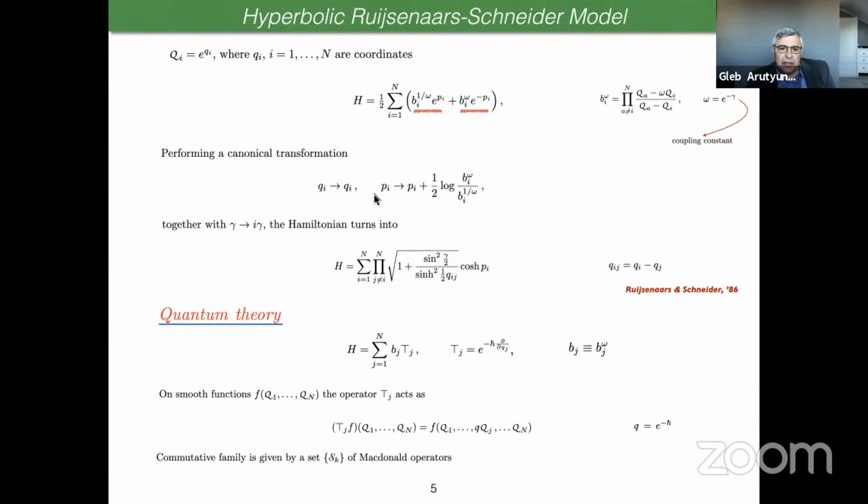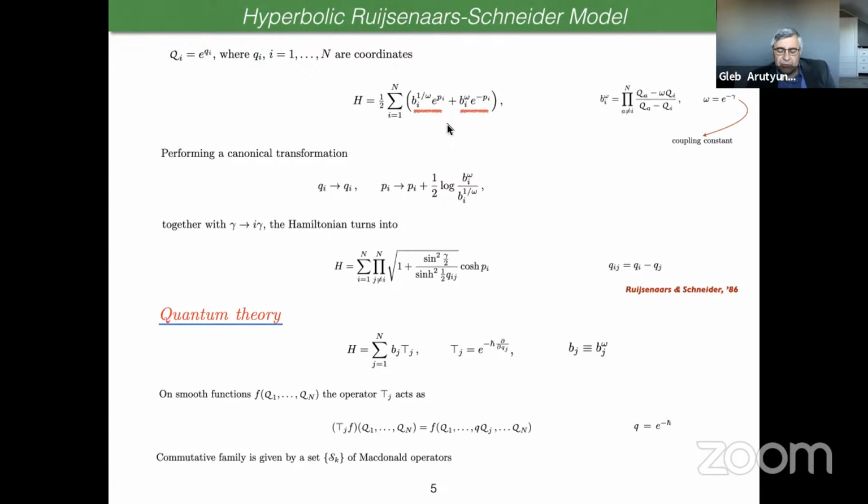Doing a canonical transformation, which essentially amounts to a shift of the momentum variables by this quantity here, and making a weak rotation of the coupling constant, this Hamiltonian turns into this form with a characteristic square root, and this coincides with the form originally considered by Ruijsenaars and Schneider. Now, it turns out that these two parts of the Hamiltonian are separately commuting operators. They do commute between themselves.